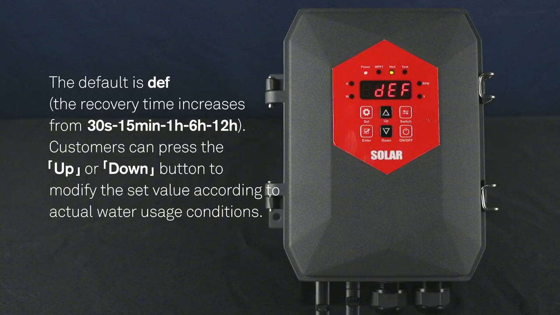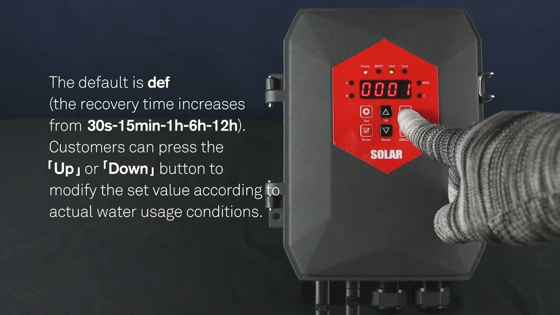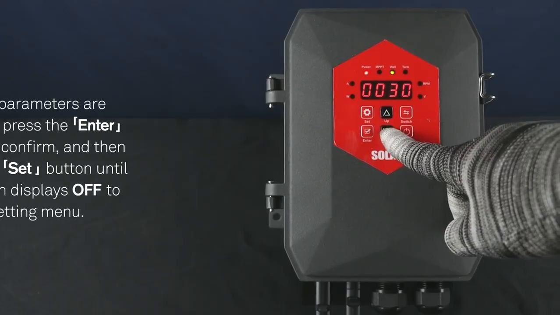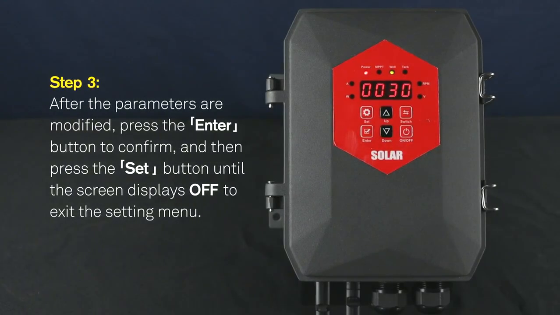The recovery time increases from 30 seconds, 15 minutes, 1 hour, 6 hours, 12 hours. Customers can press the up or down button to modify the set value according to actual water usage conditions. Step 3. After the parameters are modified, press the enter button to confirm, and then press the set button until the screen displays off to exit the setting menu.